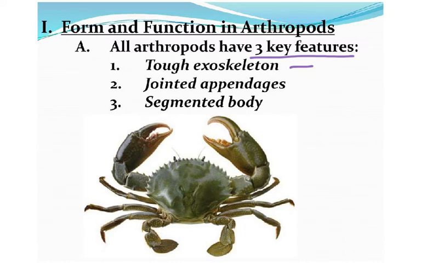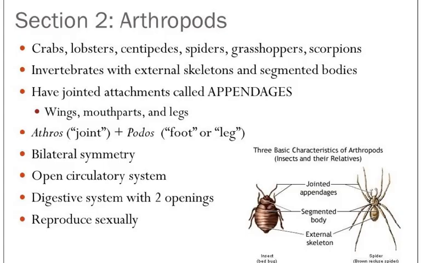They have an exoskeleton. They have jointed appendages. That's why they're called arthropods, pods. And they have a segmented body. So these are the three things which are common to all arthropods. Arthropod examples are crabs, lobsters, centipedes, spiders, grasshoppers, and scorpions. They are invertebrates and they have an external skeleton and a segmented body, with jointed attachments called appendages.